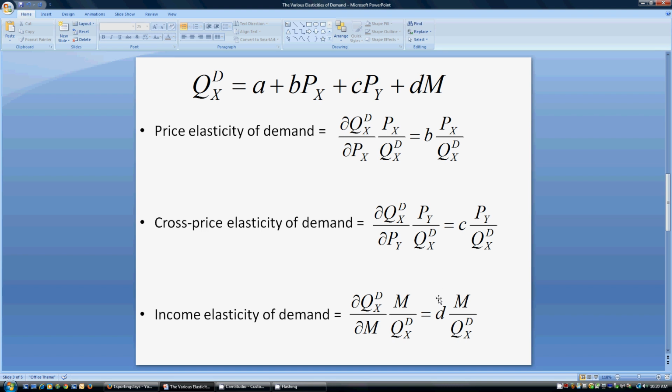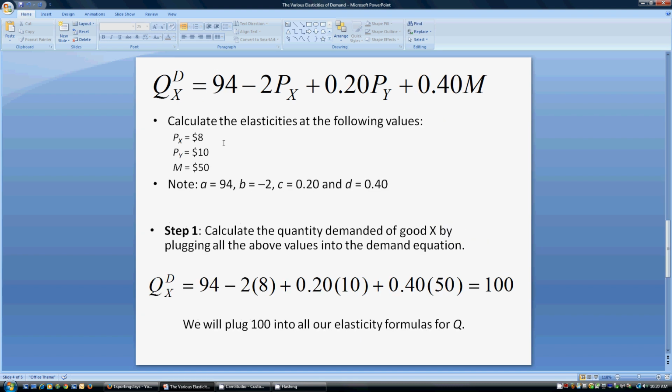It's going to be D, bringing that down, multiplying it by M, and then dividing it by the quantity demanded of good X is what we need to do to solve for the income elasticity of demand. Okay, moving on. So let's do this with some real values. It's probably the easiest way to see this.